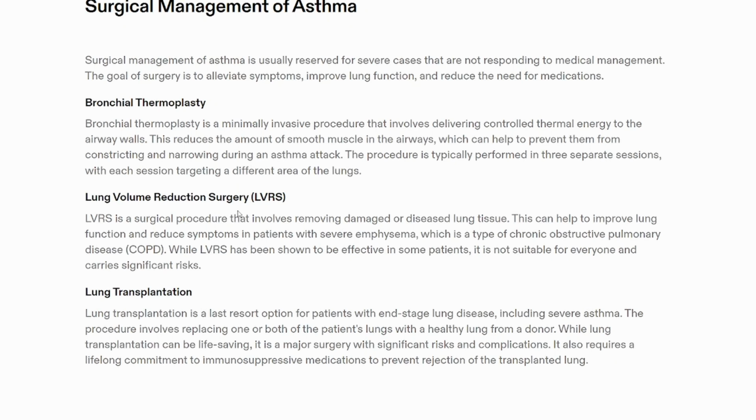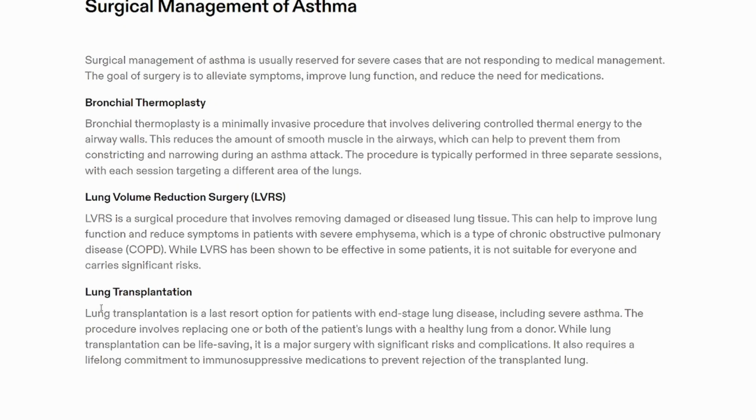In case of lung volume reduction surgery, the procedure involves removing whatever damaged or diseased lung tissue is found. If we remove this diseased or damaged lung tissue, it improves the lung function and reduces the symptoms. We can observe this mainly in COPD conditions.